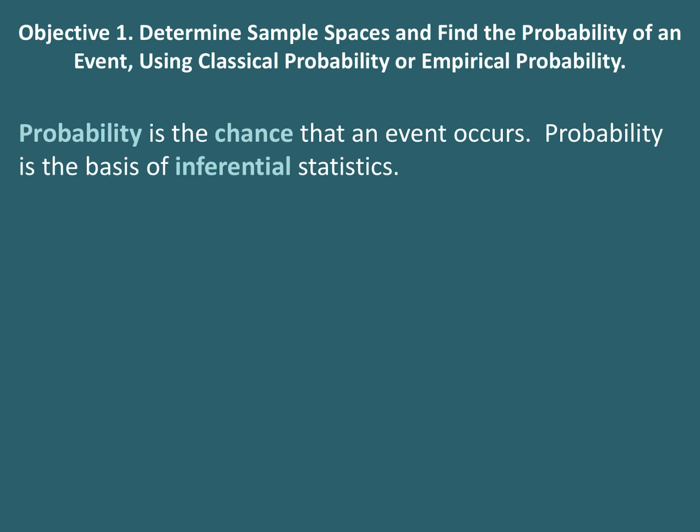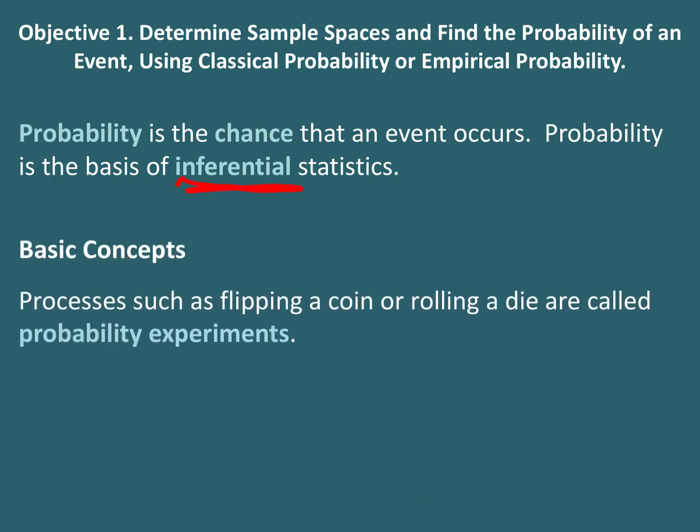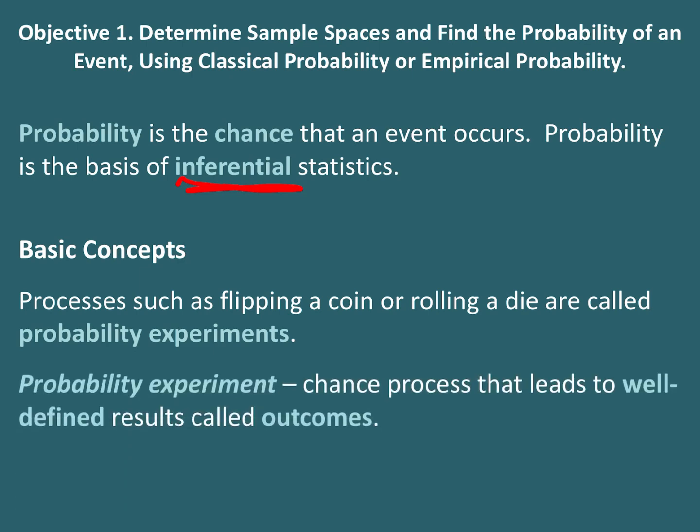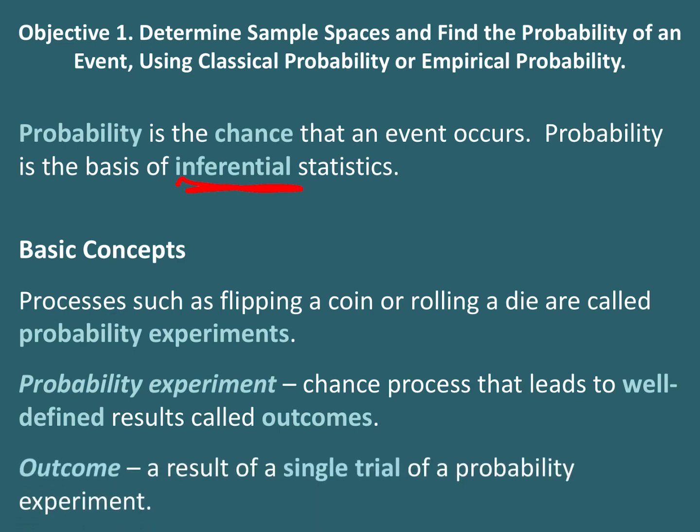Probability is the chance that an event occurs. Probability is the basis of what we learned before as inferential statistics. Here are some basic concepts. Processes such as flipping a coin or rolling a die are called probability experiments. A probability experiment is a chance process that leads to well-defined results called outcomes. An outcome is a result of a single trial of a probability experiment.